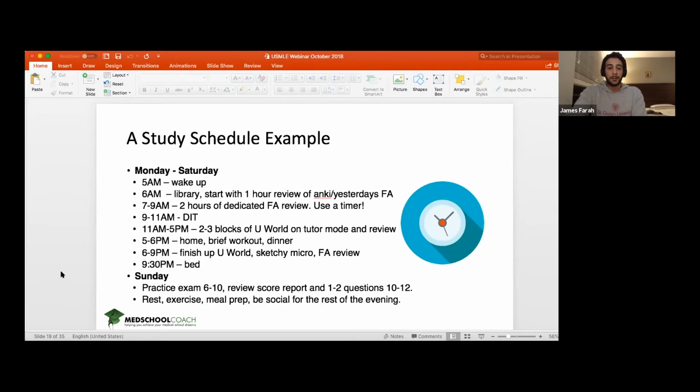So like Ms. Ramirez said, she showed a basic schedule. 5 a.m. is pretty early, but I like to be done really early, so I like to be in bed by 9:30. Typically I wake up at 5, go to the library or Starbucks, and start with an hour of Anki. I really like Anki, just how it keeps the information that you get wrong coming back frequently. So it just builds that memory.